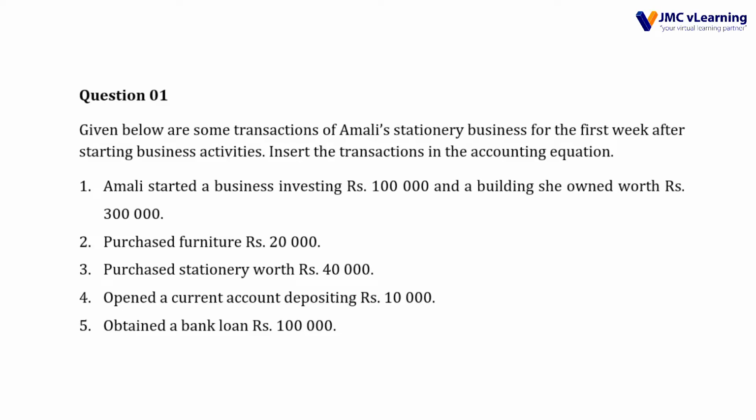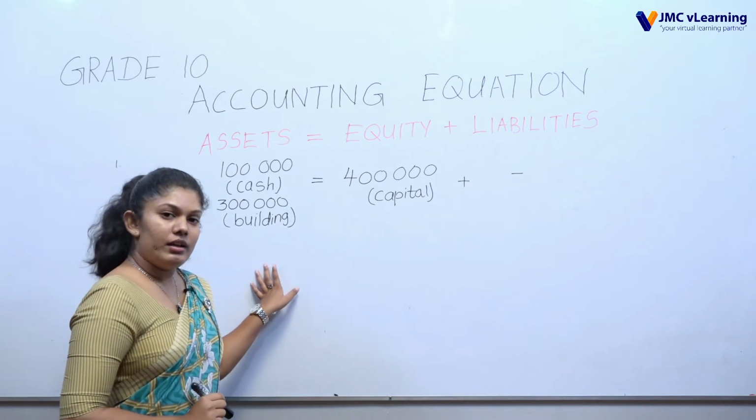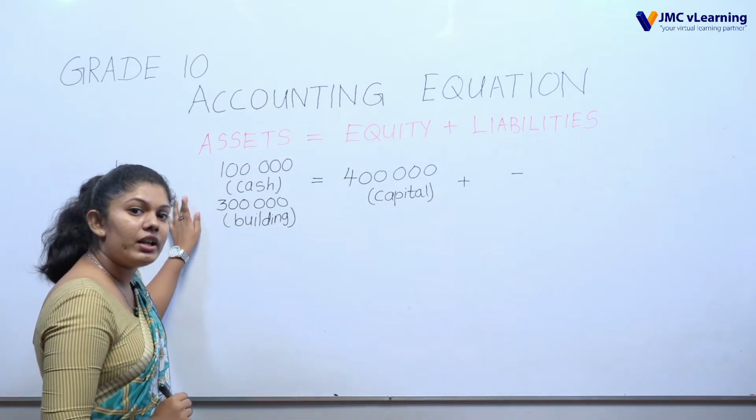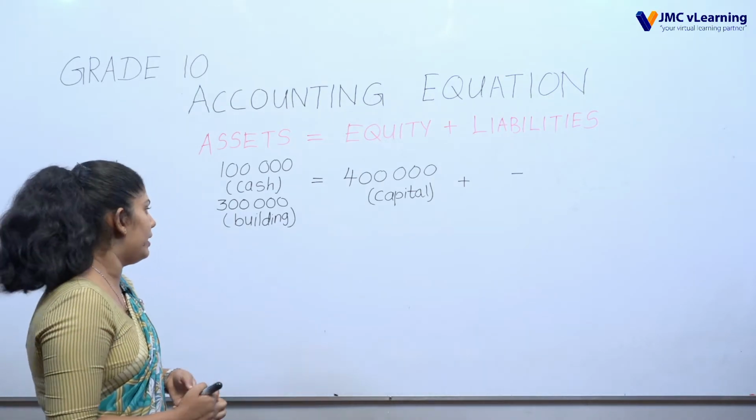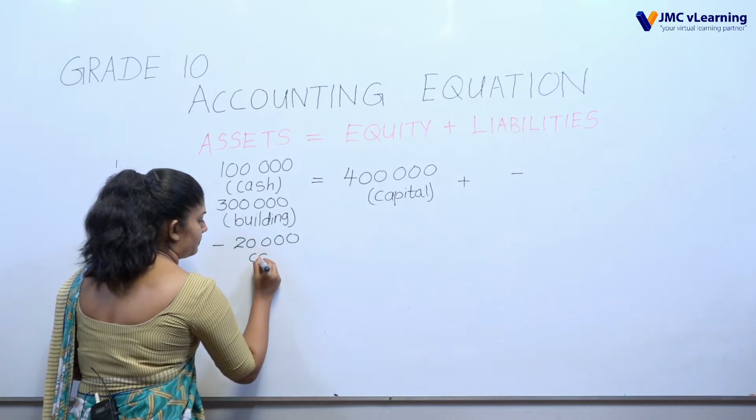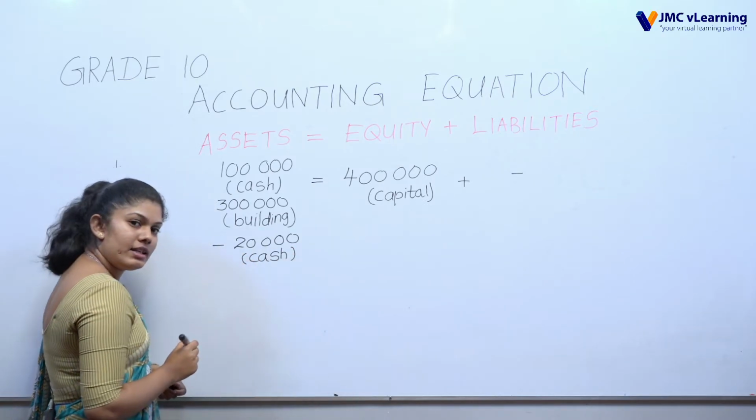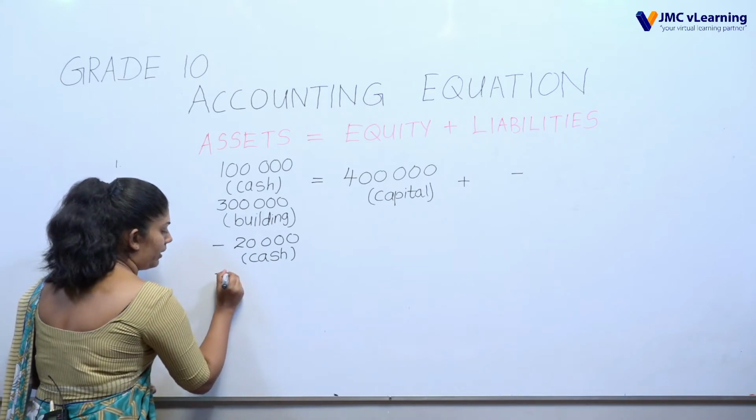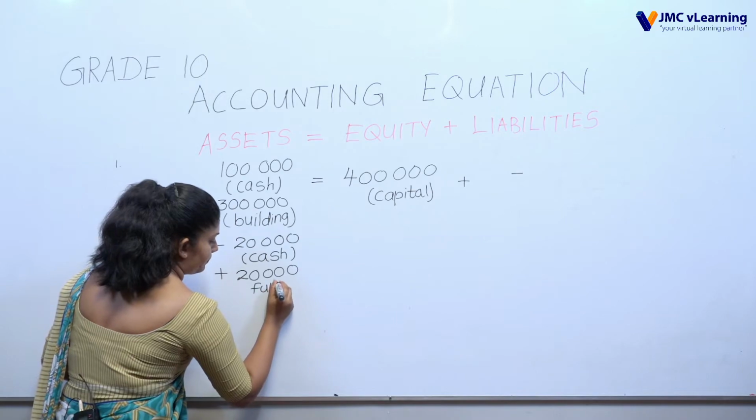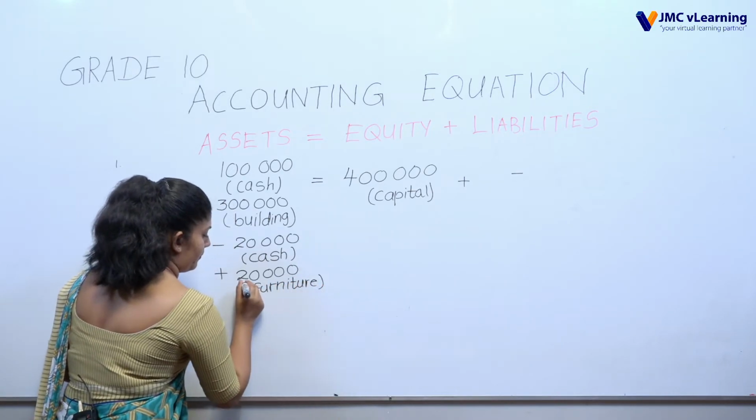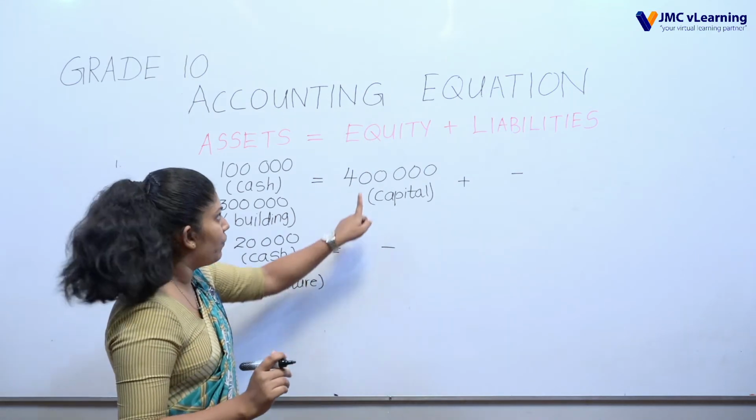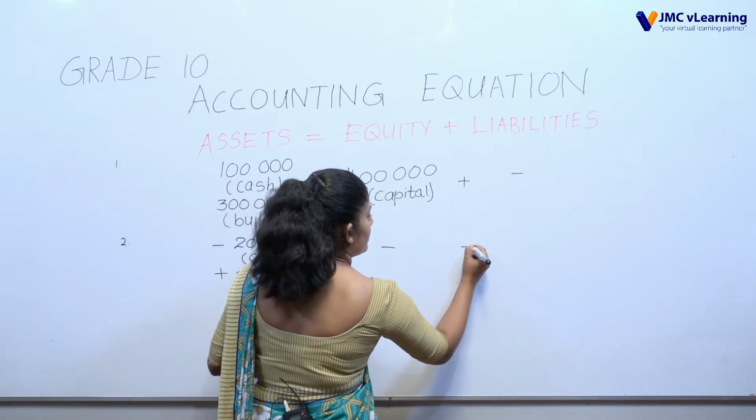Second transaction, purchased furniture 20,000. Here, they are purchasing furniture. When we are purchasing something, the cash balance of the business reduces because we have to spend some money to buy furniture. So, our cash balance reduced by 20,000 cash. But we get another asset. We acquire another asset. What is it? 20,000 worth furniture. No impact to equity because furniture is purchased by the business, not invested by the owner, and also it is not a liability.